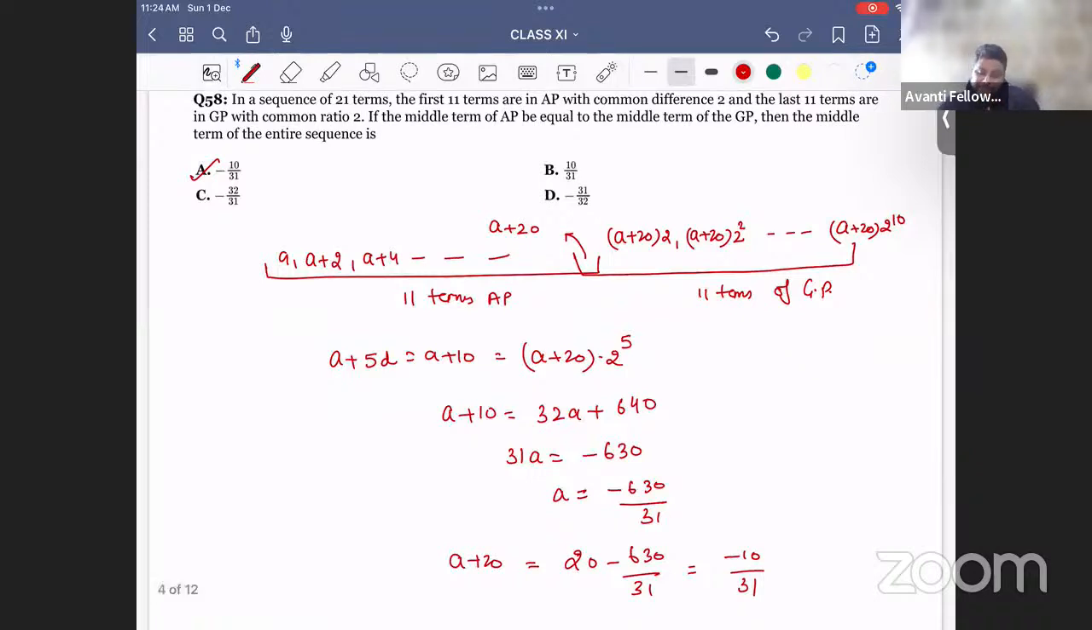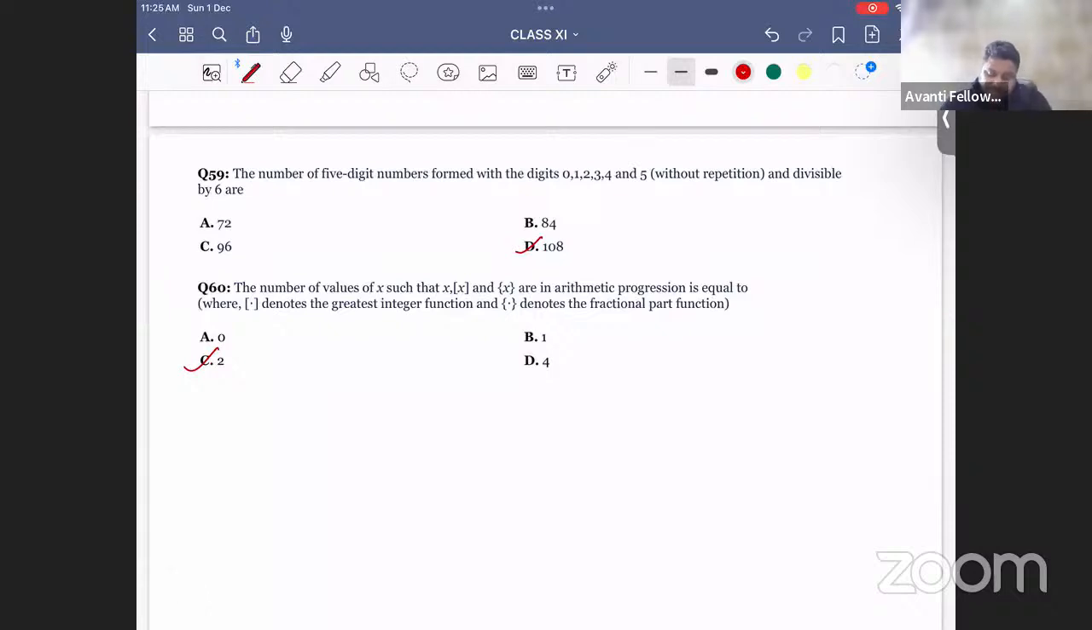Am I clear? Now, the number of 5-digit numbers formed with the digits 0, 1, 2, 3, 4, 5 without repetition and divisible by 6. Now, you are looking for 5-digit numbers from 0, 1, 2, 3, 4, 5 divisible by 6. Divisible by 6 means it should be divisible by 2 as well as divisible by 3. So divisible by 2 means the last digit of the number is 0, 2 or 4.